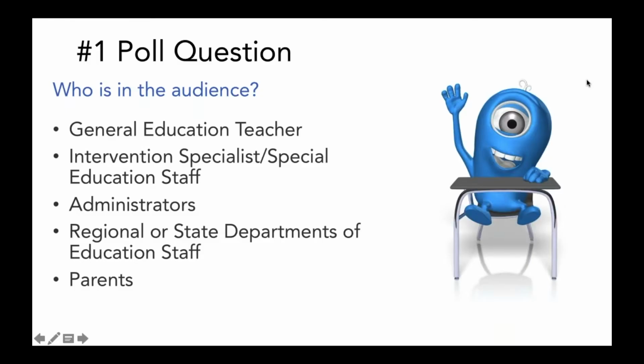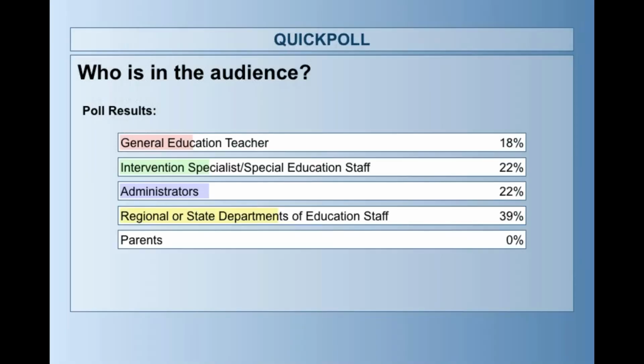So please let us know who's in the audience. General education teachers or intervention specialists or special education staff or administrators, regional or state departments of education staff or parents. So kind of let us know who you are and what you're doing. And I'm going to share the results. It looks like, Barb, our high number is regional or state departments of education at 39%, parents at 0%, administrators 22%, intervention specialists 22%, and general education at 18%.